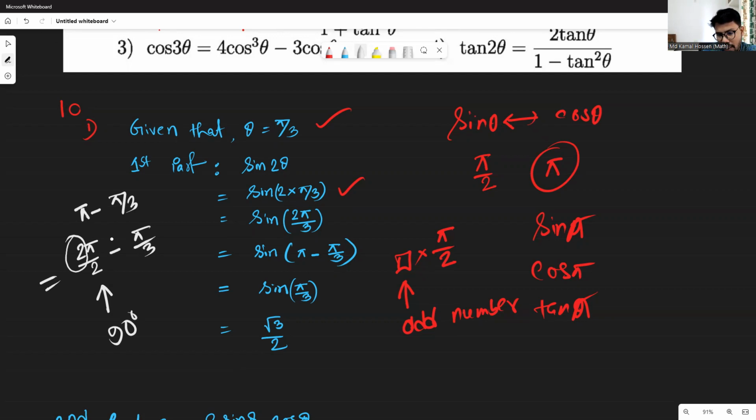So now 180 minus pi by 3. That means sine of 180 degrees minus theta. If we draw a figure like this, 180 degrees minus theta or plus theta, this is the minus theta. So this value is in the second quadrant. In the second quadrant, sine is always positive. So the first part's value is root over 3 by 2.